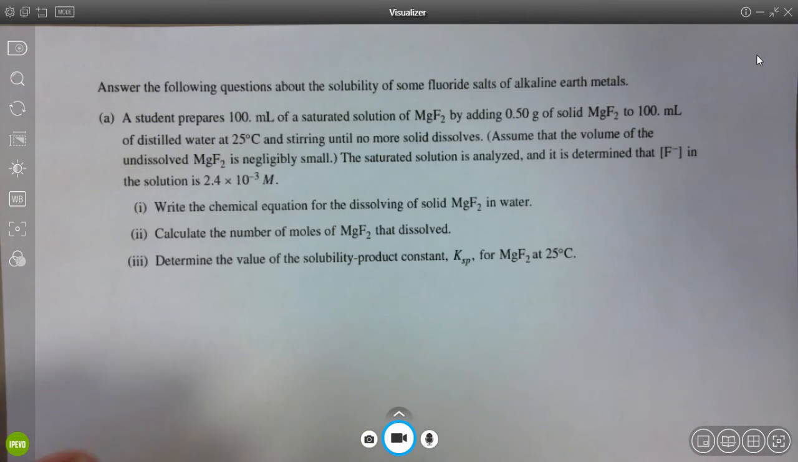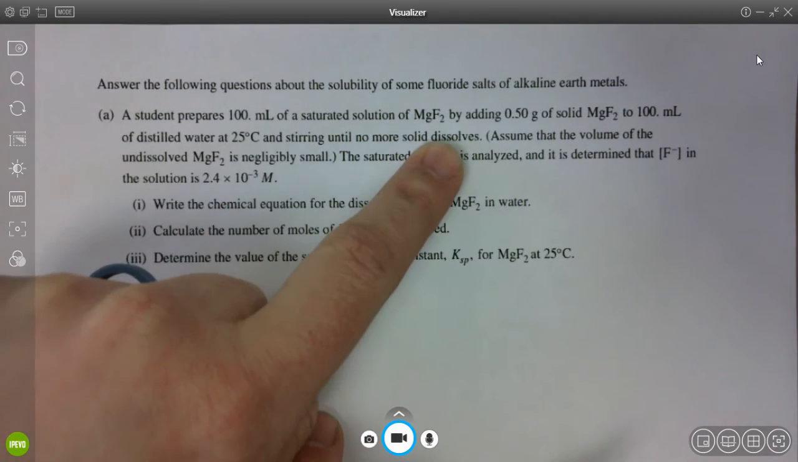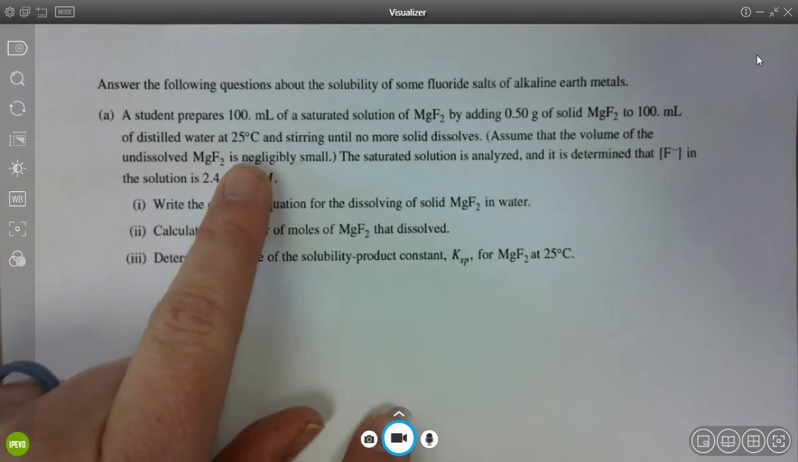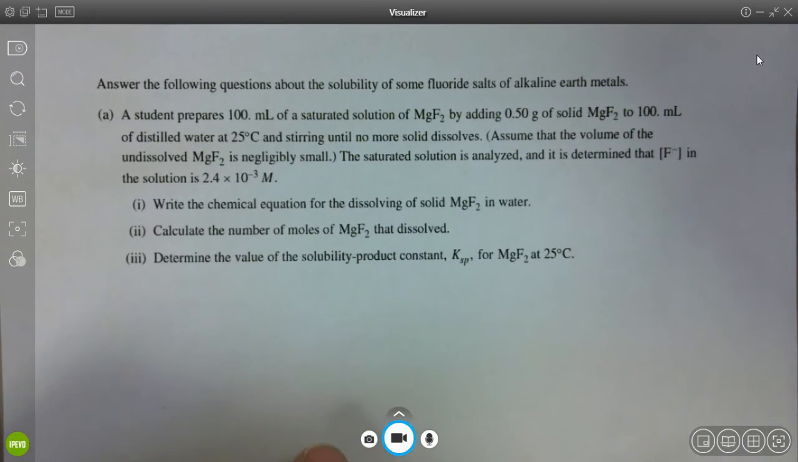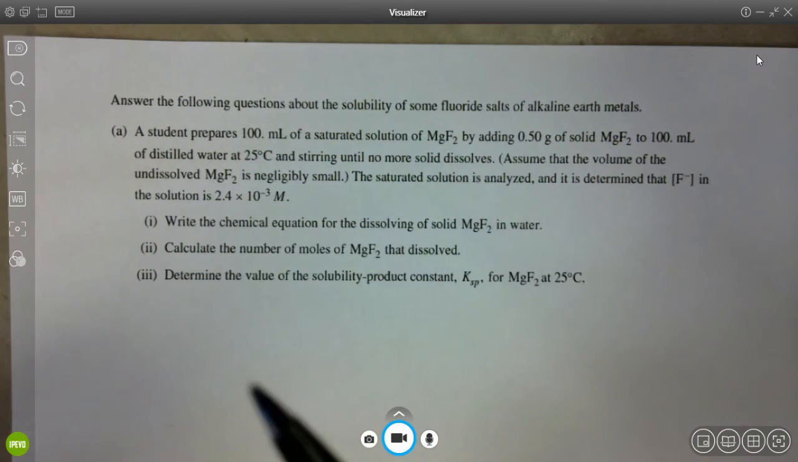So for A here, it says a student prepares 100 milliliters of a saturated solution of MgF by adding 0.5 grams of solid MgF to 100 milliliters of distilled water at 25 degrees Celsius and stirring until no more dissolves. And then it says, assume that the volume of the undissolved MgF is negligibly small. Sorry, struggling with the words there. So when they say that, it's just saying that you can assume that the 100 milliliters is all of the solution. It's not that there's this huge pile of stuff stuck at the bottom of the beaker that's taking up more than 100 milliliters for our total volume of solution.